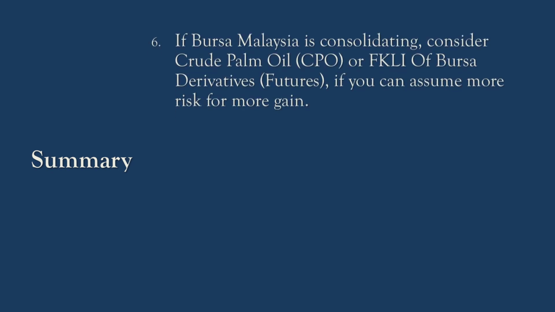Okay, number 6, if Bursa Malaysia is consolidating. Okay, maknanya overall index kita ni tengah buat perangai sideways. Dia naik tak naik, turun tak turun, dia ke tepi je. Time tu geram. Okay, time tu you boleh consider other market. Okay, Bursa Malaysia ada juga, you boleh trade CPO ataupun FKLI. Okay, derivative future.